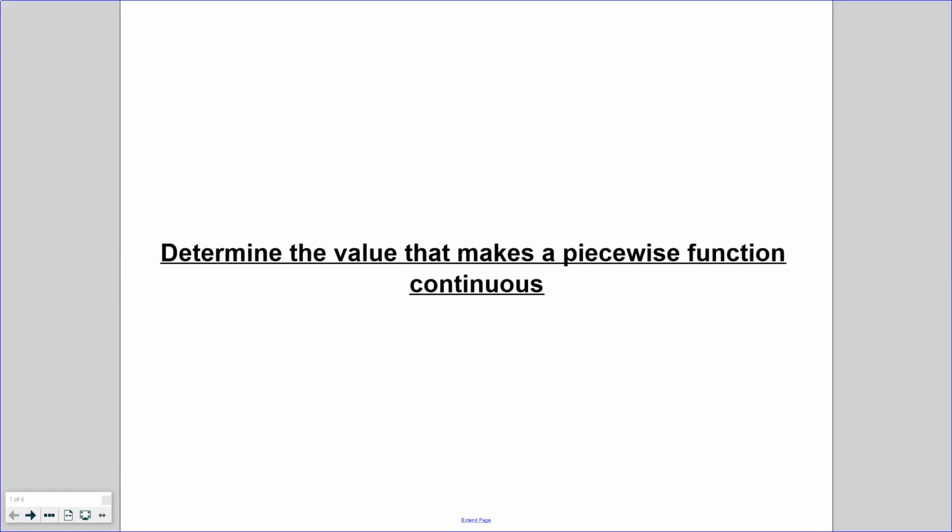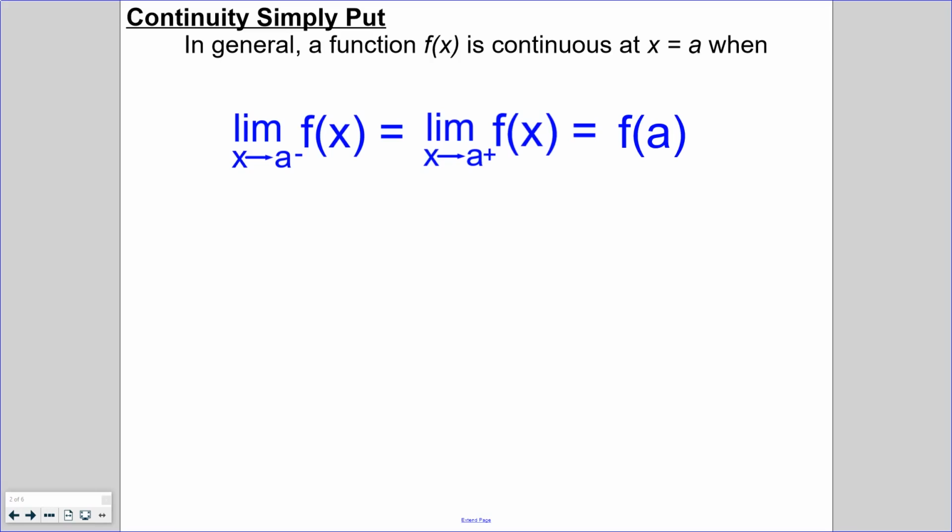Determine the value that makes a piecewise function continuous. As we know, we can check for continuity at a specific point if we use the three conditions of continuity. First condition is that the function is defined at that point. Second is the limit exists at that point. And third, the limit exists at the same height as the function.